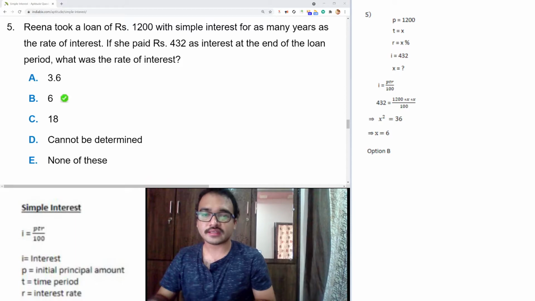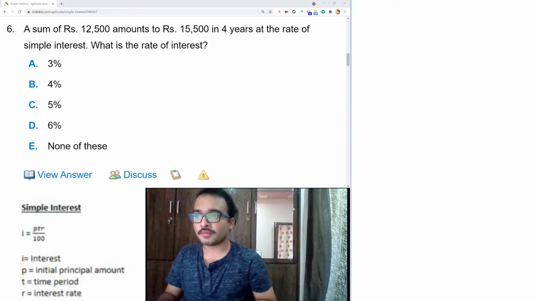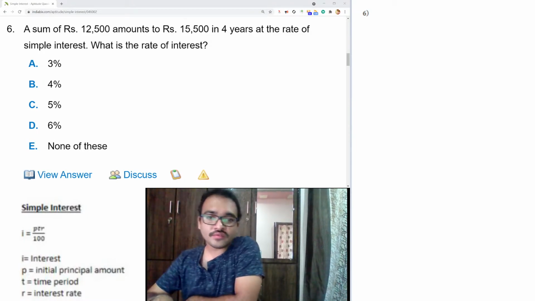Option B is correct. Let's see problem number 6. A sum of 12,500 amounts to 15,500 in 4 years at simple interest. What is the rate of interest? Sum of 12,500 means P is equal to 12,500, amounts to 15,500. That means principal amount plus interest, P plus I, equals 15,500 in 4 years, which means T is equal to 4. We need to find the rate of interest.